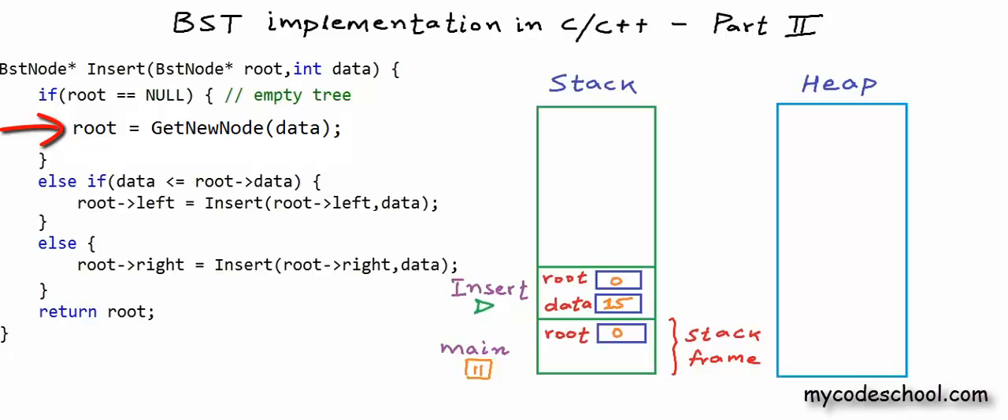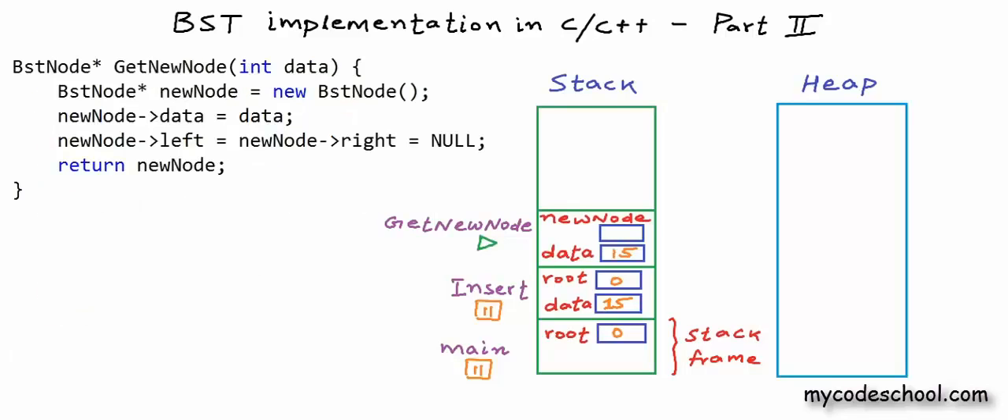At this line we will make a call to the get new node function. So once again, execution of this insert call will pause, and a new stack frame will be allocated for execution of get new node function. We have two local variables in get new node: data, in which we are collecting the argument, and this pointer to BST node named new node.